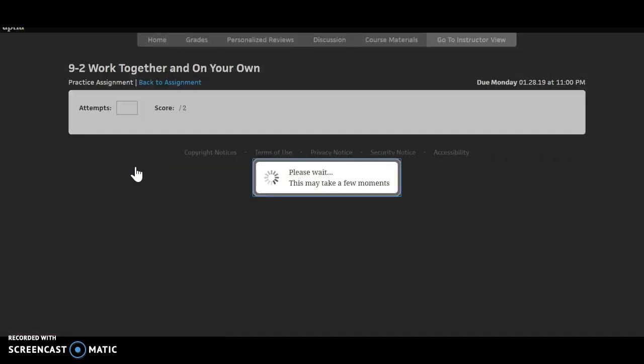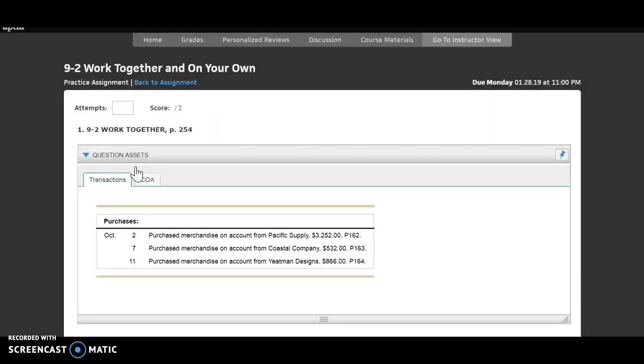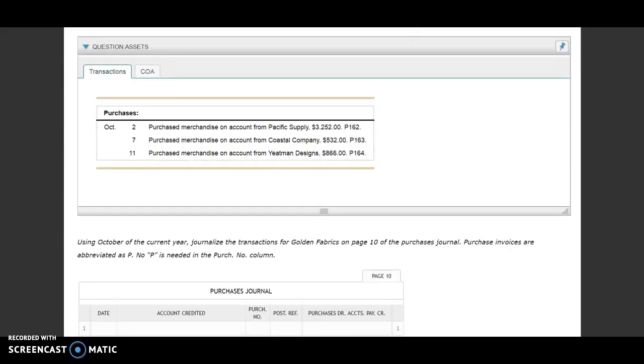9-2 work together. Using October of the current year, journalize the transactions for Golden Fabrics on page 10 of the Purchases Journal.